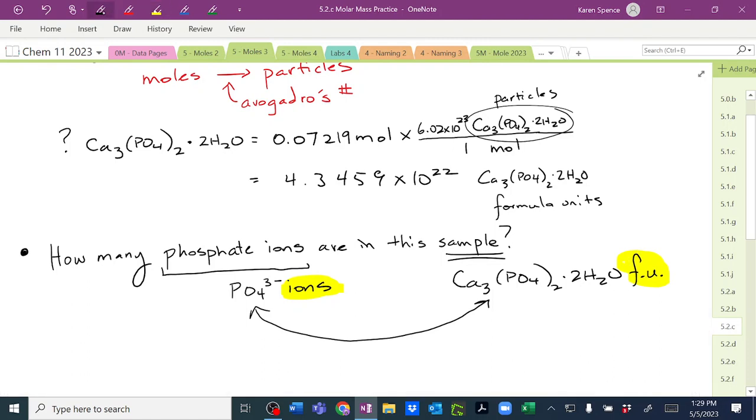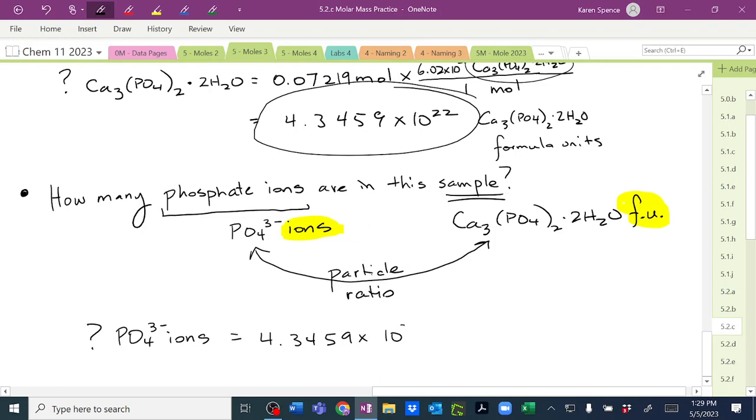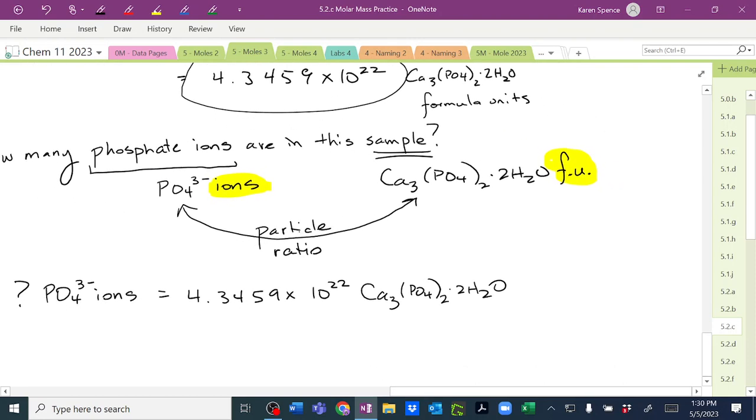That would be our particle ratio, yes. So we could say, okay, I want to know how many PO4 3- ions I have, and I am starting with this number here, 4.3459 times 10 to the 22 Ca3(PO4)2·2H2O, times, what do I want to cancel? Ca3(PO4)2·2H2O.